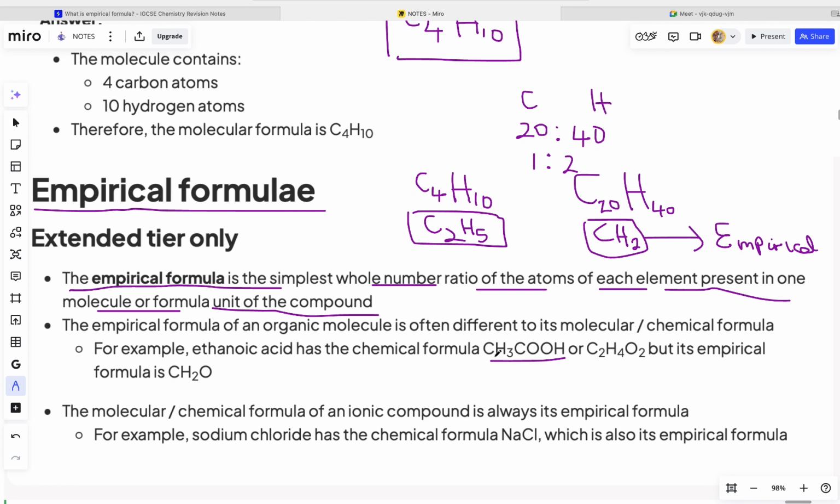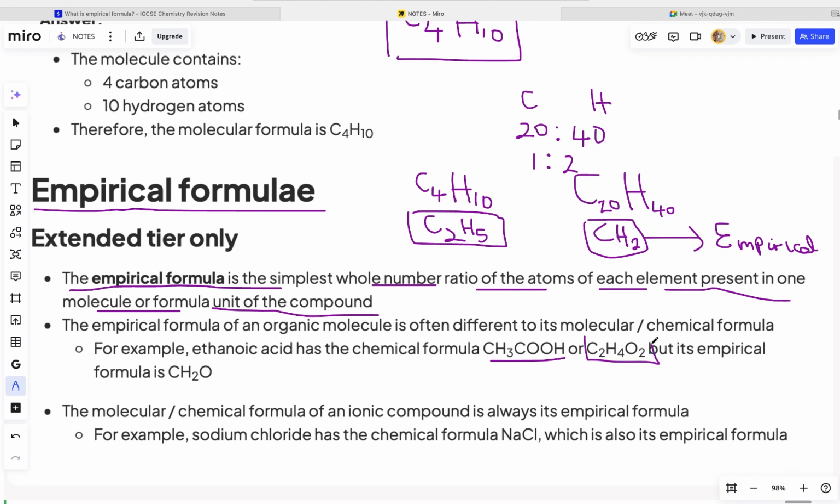Now you count how many carbons are here. 1, 2, there are only 2 carbons. And how many hydrogens are here? 3 plus 1, that's 4 hydrogens. That's what you see here. And how many oxygens are here? 1, 2. That's what you see, O2 here. So this is the molecular formula.